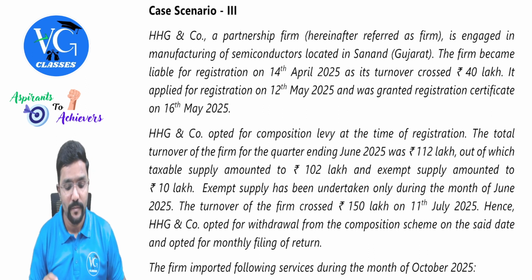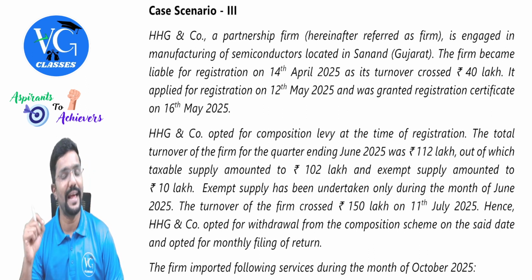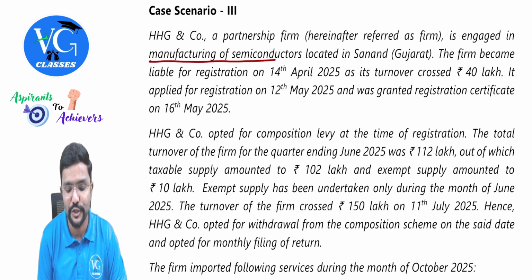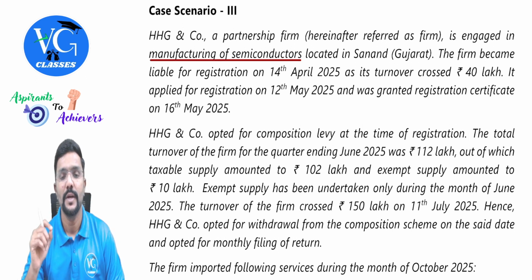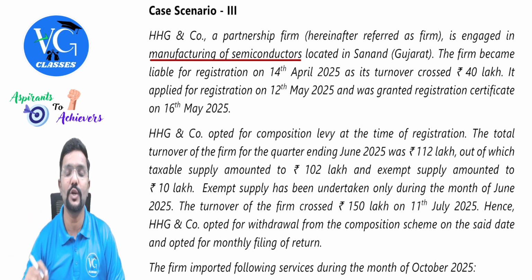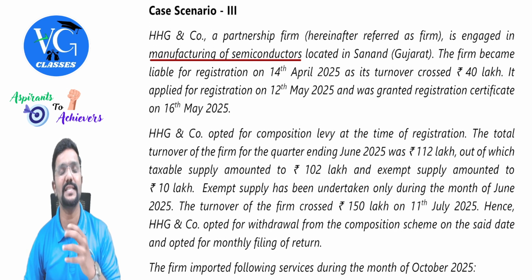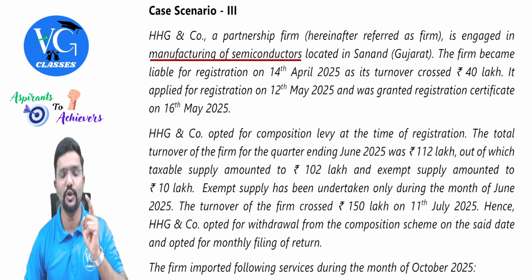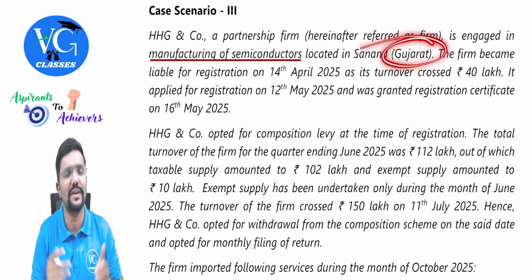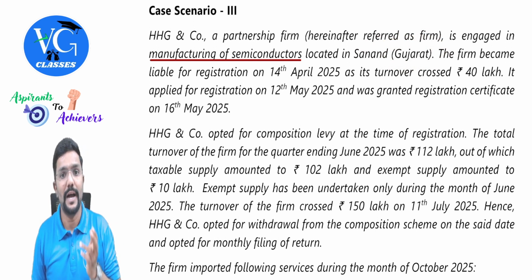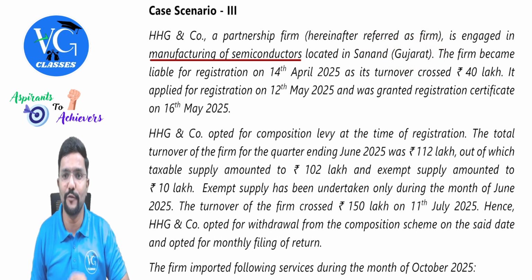HHG and Co, a partnership firm, hereinafter referred as firm, is engaged in manufacturing of semiconductors. Okay, guys, they are engaged in manufacturing of semiconductors, that is goods. Located in Sanand, that is Gujarat, the firm became liable for registration on 14th April 2025 as its turnover crossed 40 lakh. So 40 lakh is a threshold limit applicable for registration, guys. See, if they are supplying goods within the state, that too normal state. So they belong to Gujarat, which is one of the normal states. So the threshold limit is 40 lakh.